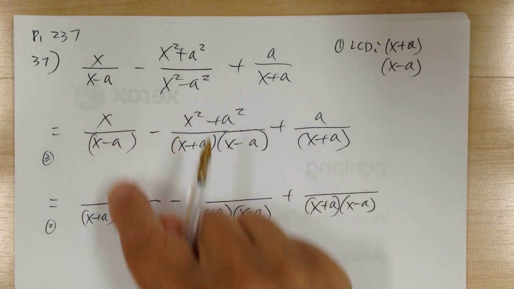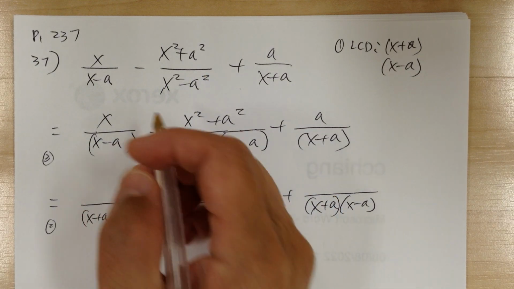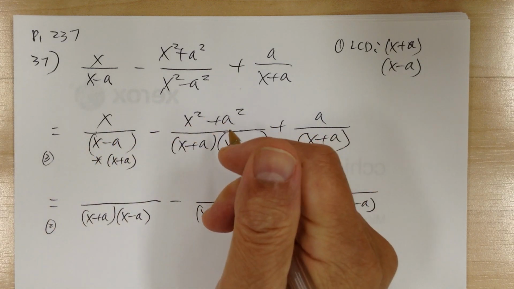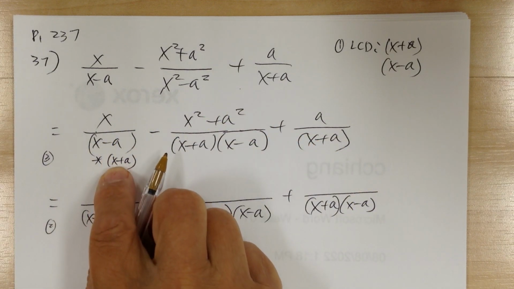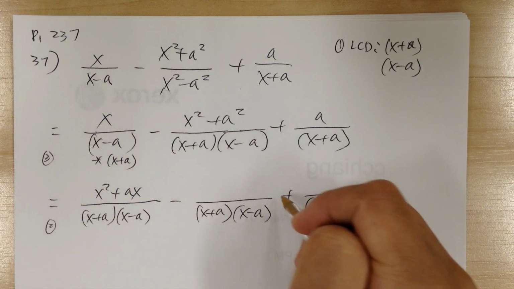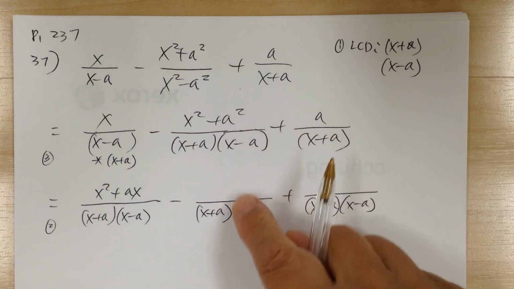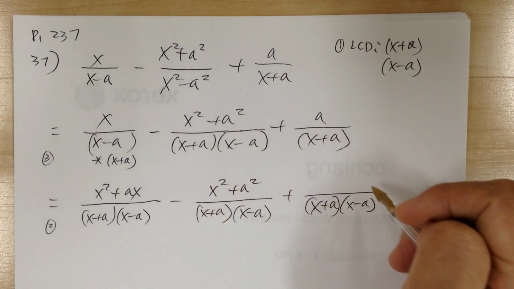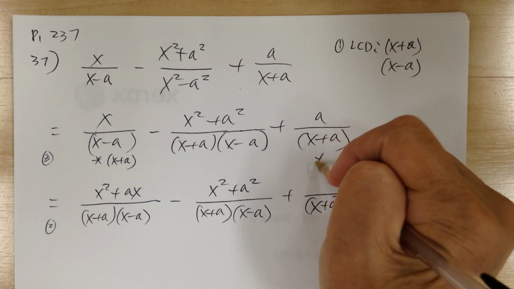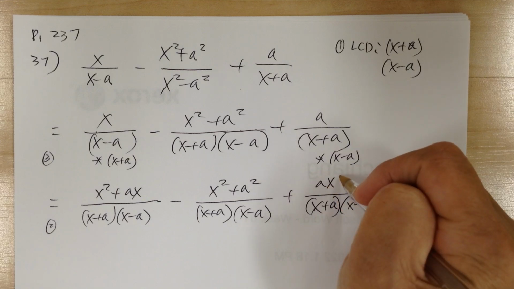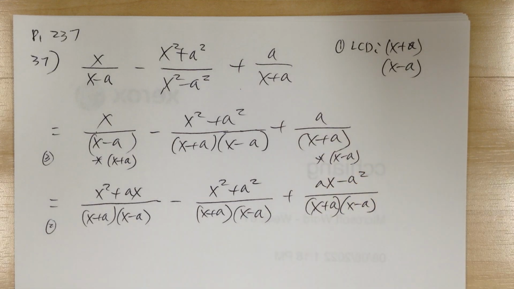And step 3, you have to figure out how you're going to get from here to here. From here to here, you're missing the x plus a, so you need to multiply by x plus a. That's your step 3. You multiply, you're going to get x squared plus ax. From here to here, you're not missing anything, so you just keep the same. From here to here, you're missing x minus a. So multiply, you get ax minus a squared.